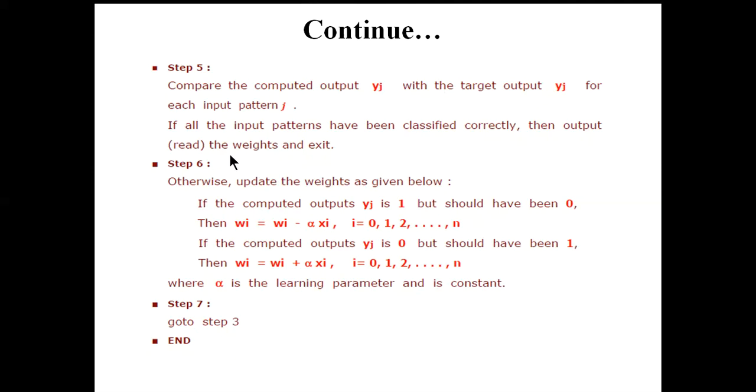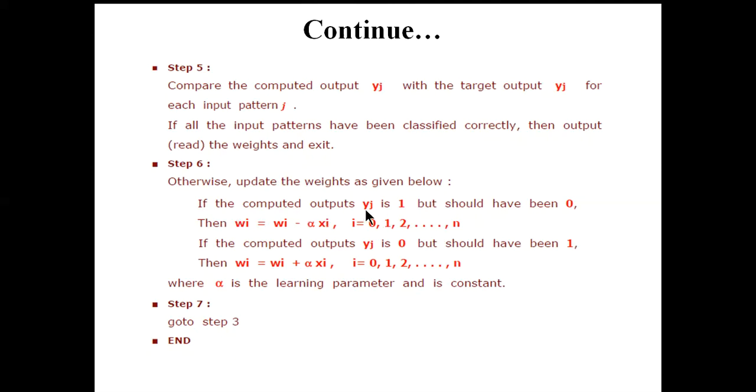Okay, so if all the input patterns have been classified correctly, then output the weights. We can stop there, and we can say that these are the final weights. But if the pattern's target output does not match the computed output, in that scenario we have to update the weights. So how can we update them?